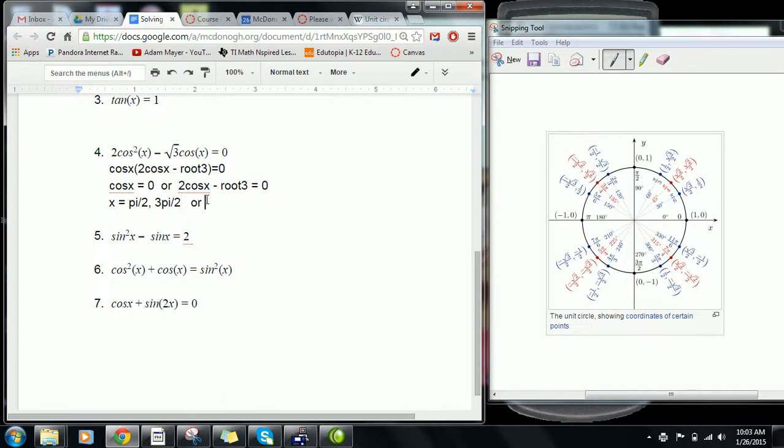The second equation is a little harder to solve, but nonetheless ain't so bad. So now I'm just going to add root 3 to both sides and divide by 2. I'm isolating not x but cosine of x. Add root 3, divide by 2. So what I end up with is cosine of x equals root 3 over 2.